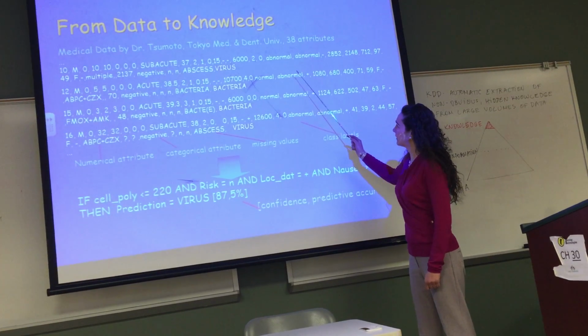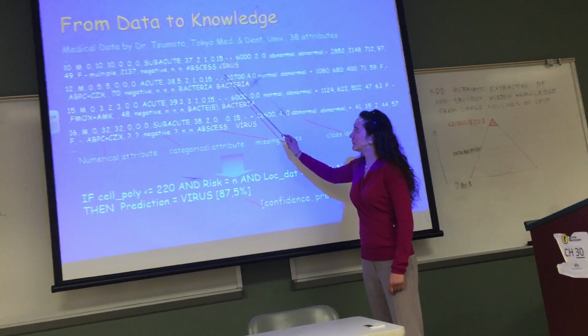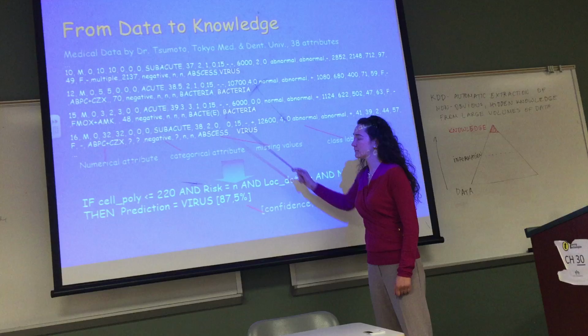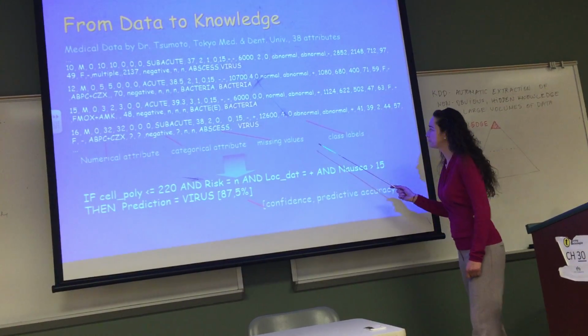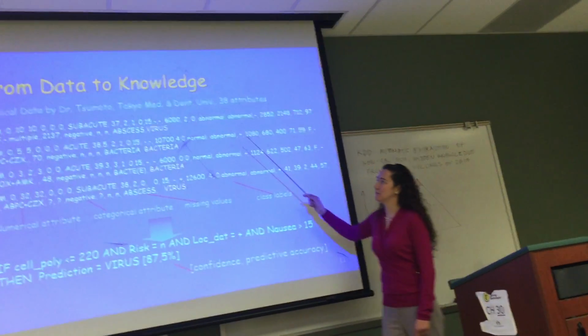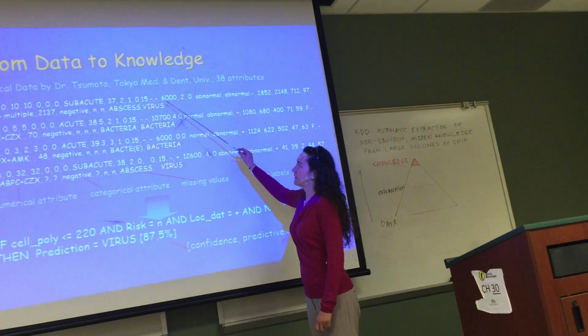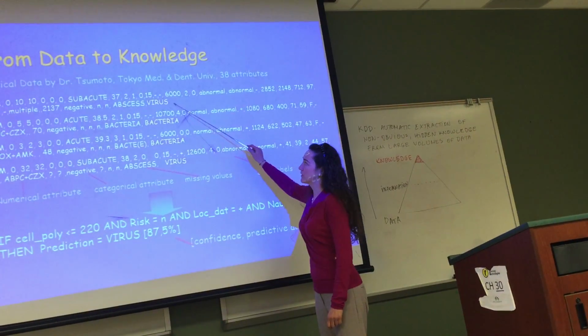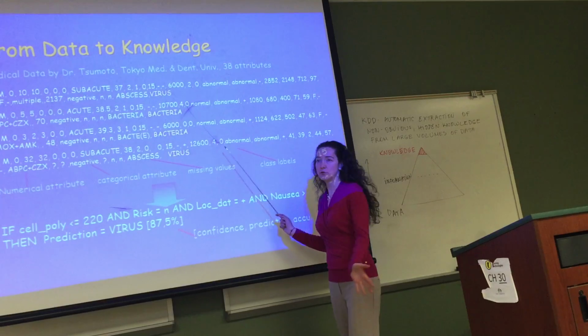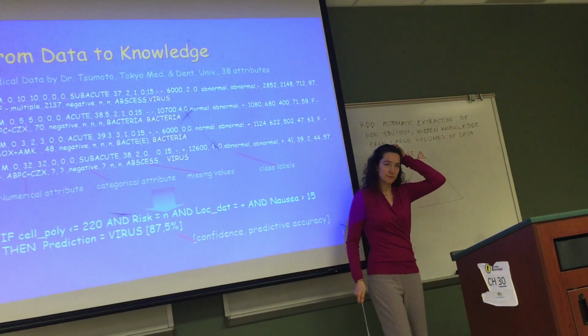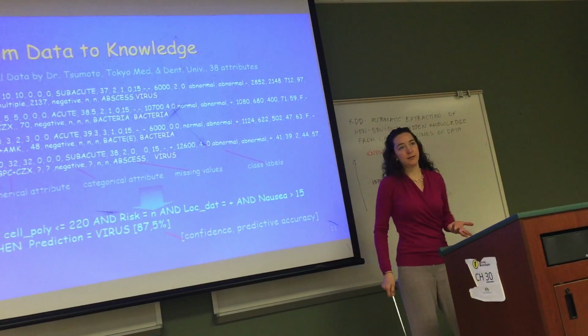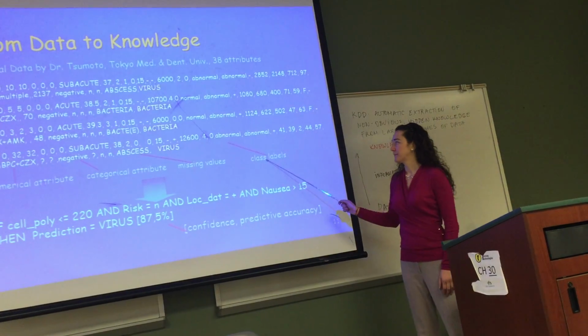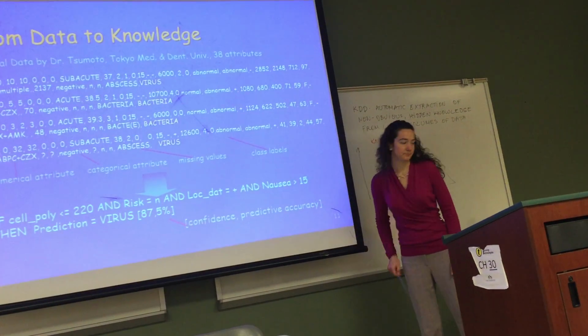Then I said over here we have dashes. Nothing is recorded. That's a missing value. And the last thing that we said is that this is the class attribute: bacterial, virus, or nothing, normal subject. That's what we're interested in. That's called the class label.